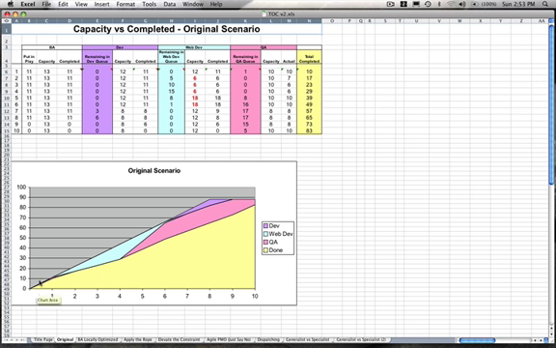The top line here is reflective of the total number of stories that were put into play. And the difference between the top line and the yellow line here, the completed area, is the amount of work that is currently in progress. So seeing how we want to keep an eye on work in progress, we want to keep the distance between the top line and the line above the completed area down as small as possible.